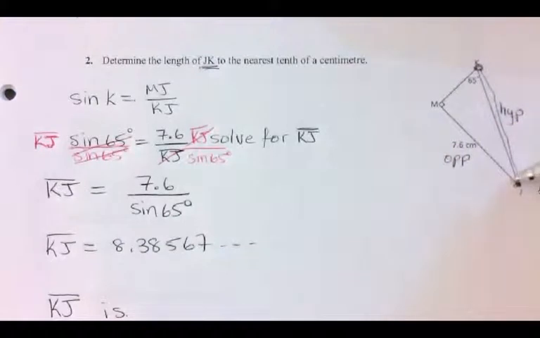So I start here and I go to there. It's the same line segment, right? Okay, so glad you get that. So how many decimal places do I need to round this to? Nearest tenth. So that means 1 decimal place, 8.4 centimeters long.